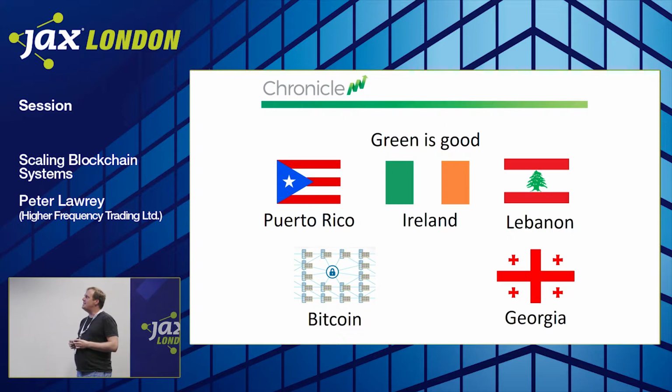So has anyone got an idea of which one uses the most power, or least power here? Ireland, good, very good. Ireland uses the most, and Georgia uses the least. Bitcoin, all of Bitcoin is estimated to use about the same as Lebanon, and almost the same as Puerto Rico, which is without power at the moment. So as a result, you've got a system that's using as much power as a decent-sized country.